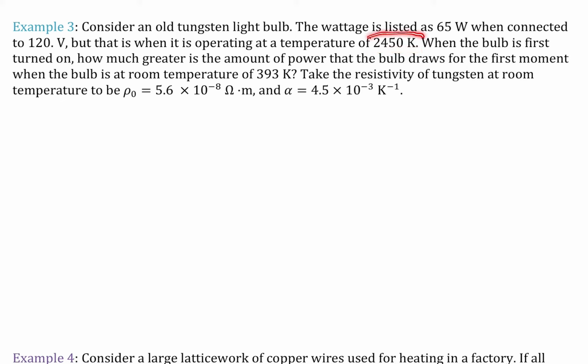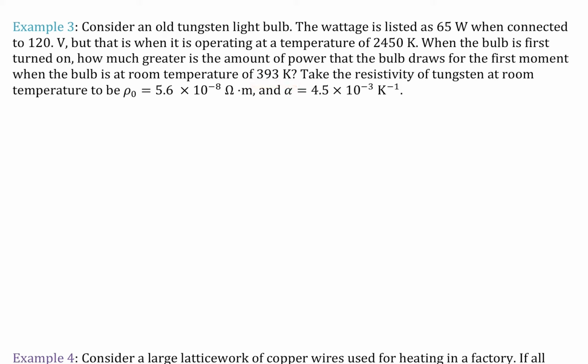2,450 Kelvin. That's actually a really good point, because they're rated at a certain wattage that corresponds to how hot that metal is when it's glowing hot. Well, when the bulb is first turned on, how much greater is the amount of power that the bulb draws for the first moment when the bulb is still at room temperature, 393 Kelvin?